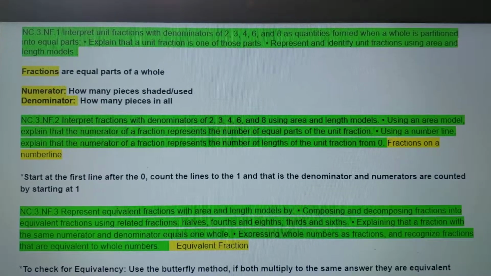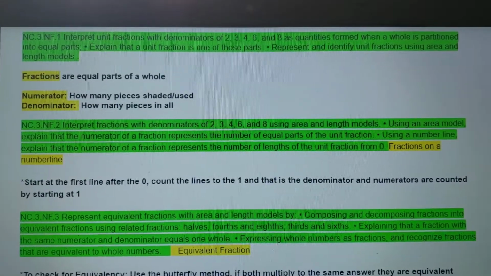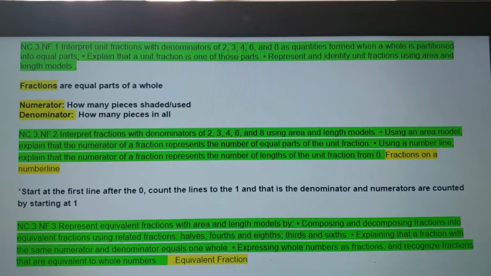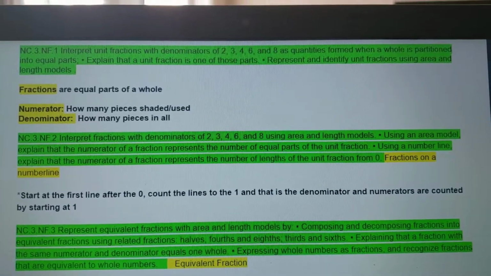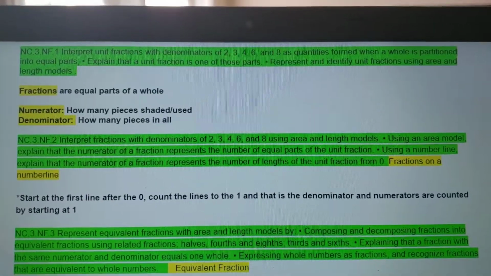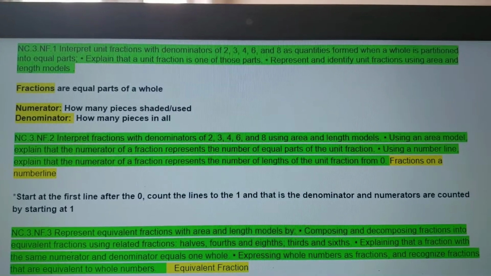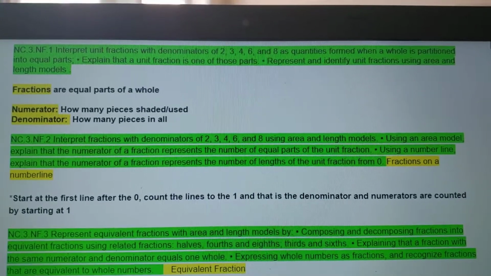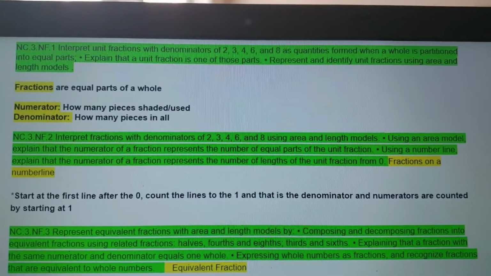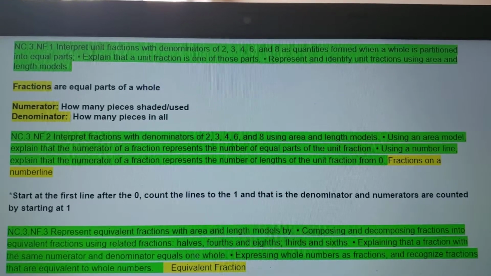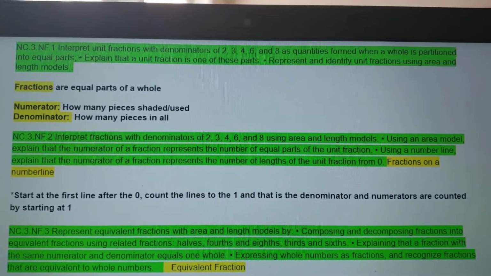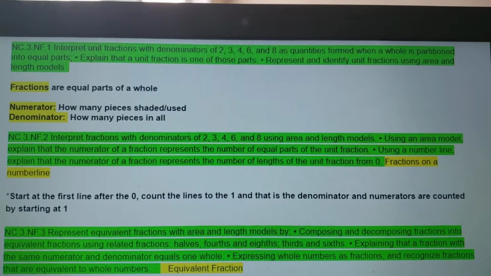The next thing we're going to talk about is fractions. Fractions is something that you've already seen some videos on. We have 4 main categories of fractions, with the first one being just being able to identify and label fractions. And they should be able to do denominators in 2, 3, 4, 6, and 8.